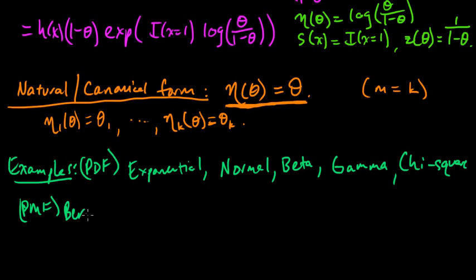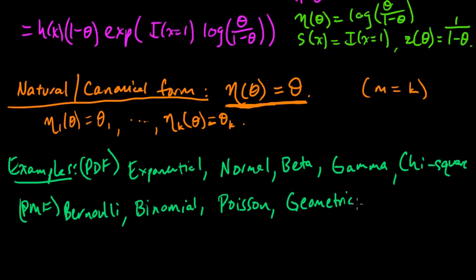Some distributions with PMFs that are exponential families: Bernoulli, binomial. We talked about the Bernoulli, also the binomial. The Poisson, the geometric. So tons of very familiar ones. Multinomial, and there's more. So these are just some examples to show you how very general this thing is.